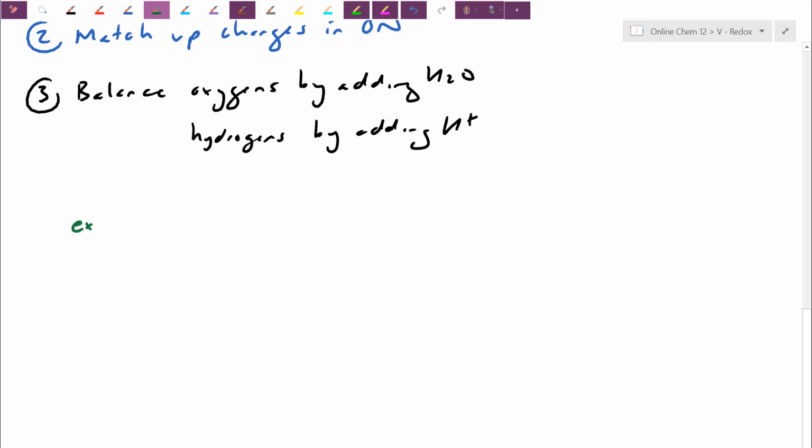Again, they're just going to ask you to balance. You're more than welcome to do half reaction method if you're comfortable with it, or you can do oxidation number method. I generally find people make a few more mistakes with oxidation number method, but as long as you're careful, you should be okay. Right?